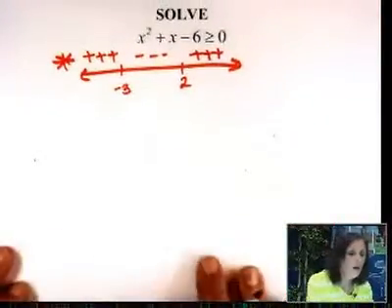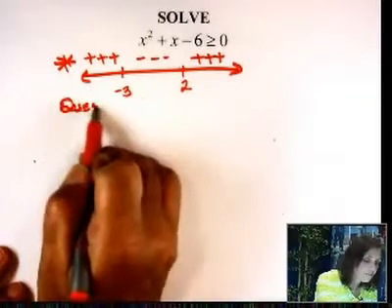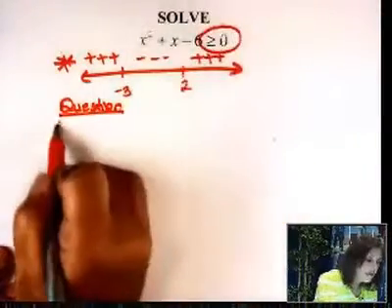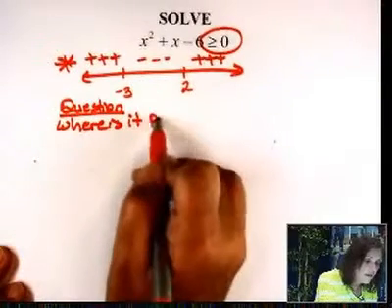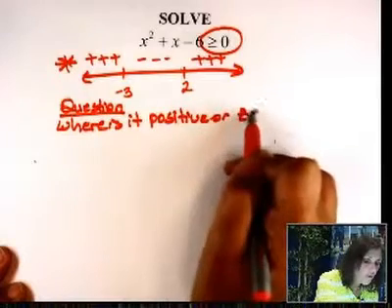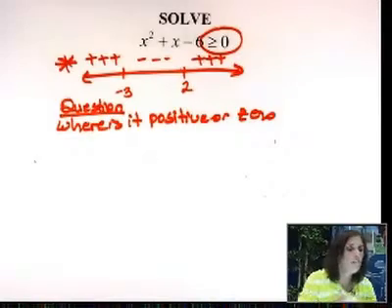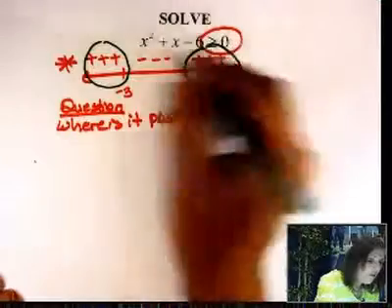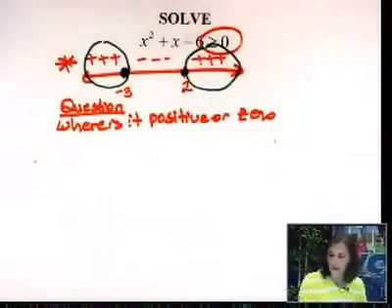Now, what I'm going to do, I'm going to look at the question. What is the question asking? The question says, where is it positive or 0? Okay, what does that mean? It's positive here and here. Where is it 0? It's 0 here and here. How do I write that?